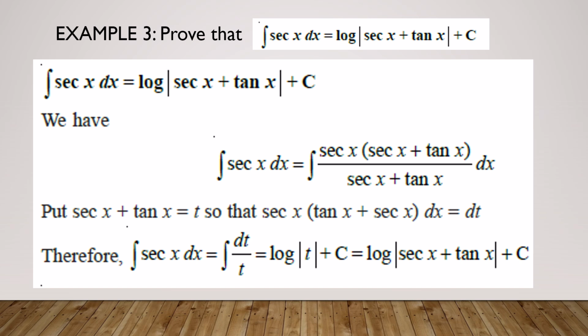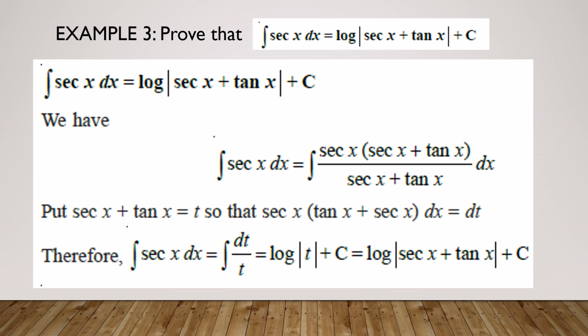Now we will over here be using the method of substitution. So put sec x plus tan x is equal to t. Take the derivative on both the sides. So sec x derivative is sec x tan x. Tan x derivative is sec square x. So it will be sec x into bracket tan x plus sec x dx is equal to dt. So now you can see that in the original integral, just put this value sec x plus tan x as t, and sec x into tan x plus sec x dx, the whole numerator, you take it as dt.